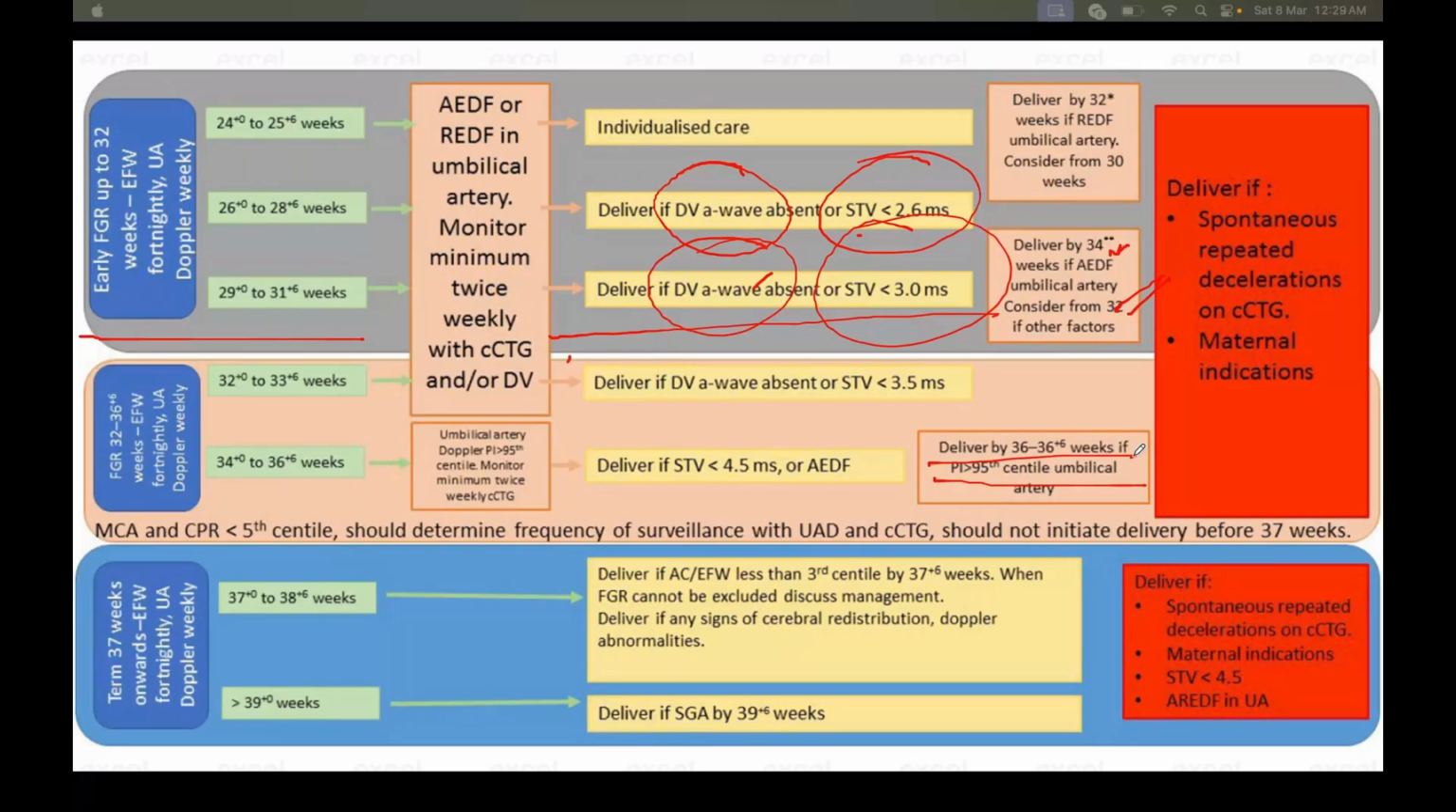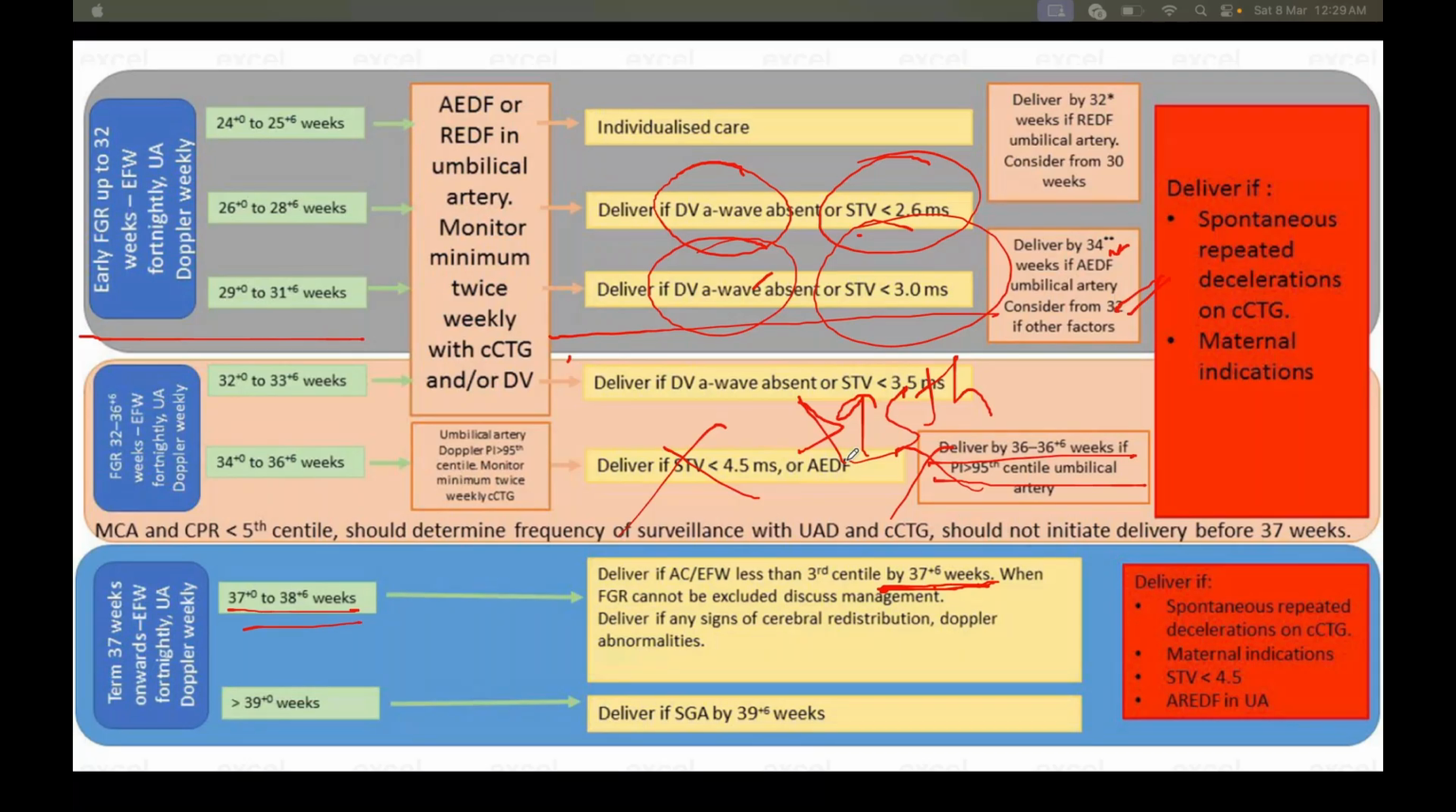And in FGR, 37 to 38.6 weeks, you deliver. As we have already seen, FGR should be delivered by 37.6 weeks max. When all these other factors are not there in that baby, you take till 37.6 weeks. It is not more than 95th centile, not having absent. You wait, but it is FGR, say it is less than 3rd centile, the EFW. Then you deliver by 37.6 weeks.